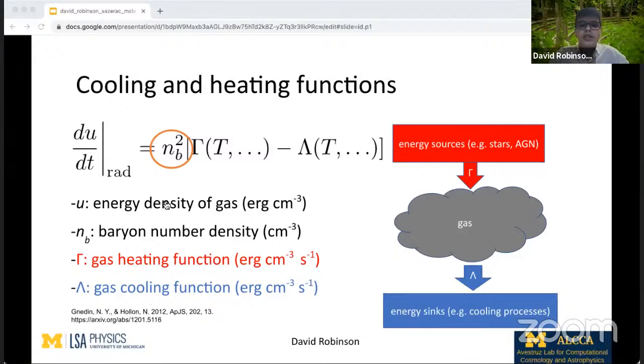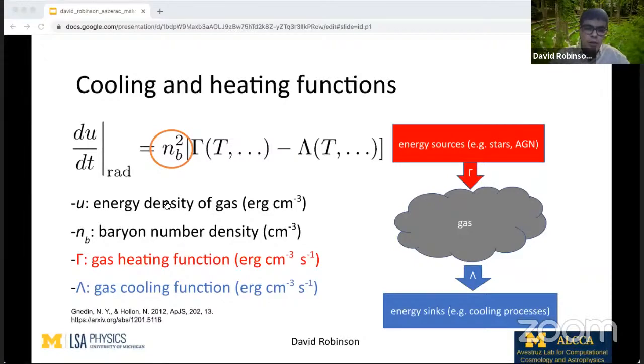Now, in general, you can compute these cooling and heating functions with a radiative transfer code like Cloudy. And you really need to do that when you have the incident radiation field, because that makes the dependence non-analytic. But of course, even with an incident radiation field, that's way too computationally expensive to do on the fly within a simulation.